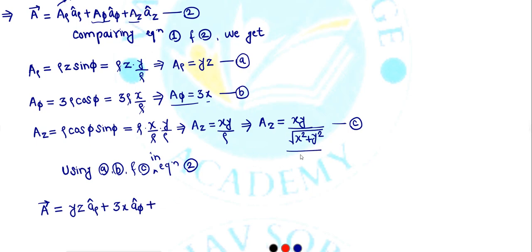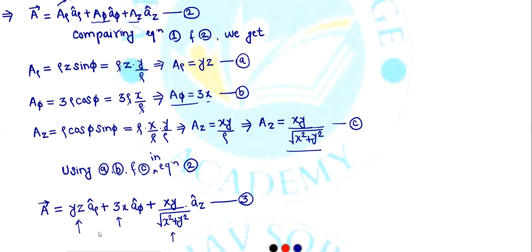So az, we have that value to be xy upon square root of x square plus y square, az. And this we again assign some equation. So I guess you can say this to be equation 3. Yes, equation 3. Okay. So if you observe your equation 3, what values do we have for the components along the a rho, a phi and az directions? These components are yz, this is x over here, and this is again in terms of x and y.